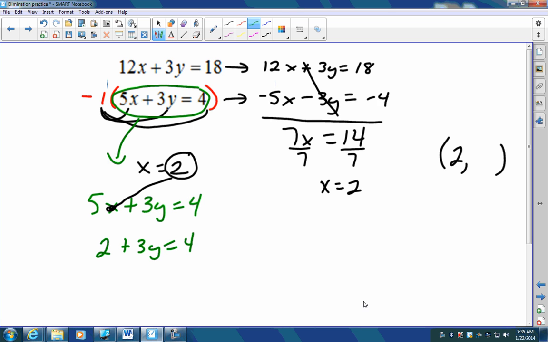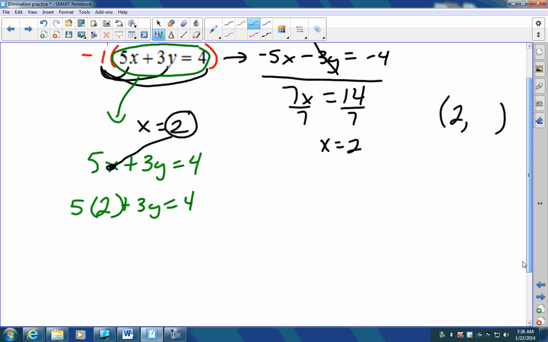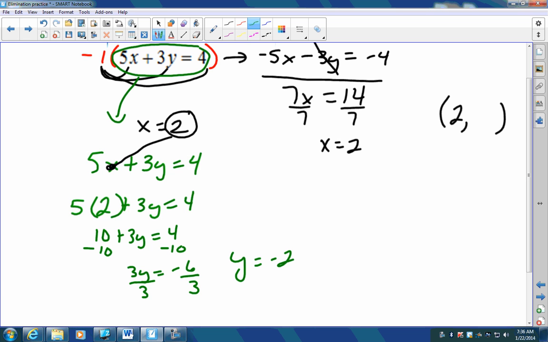What's the mistake? What have they done wrong? Is that supposed to be 2 right here? It's supposed to be 5 times 2, right? 5 times x. So be careful. But that's one of the mistakes I find. Then I've got 10 plus 3y equals 4. I'm going to subtract 10 from each side. 3y equals negative 6. When you divide by 3, y equals negative 2.